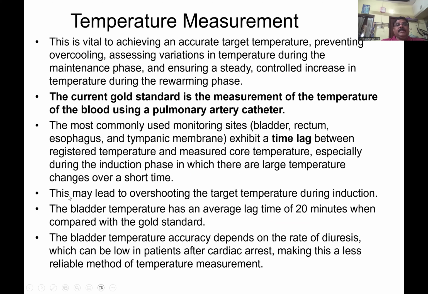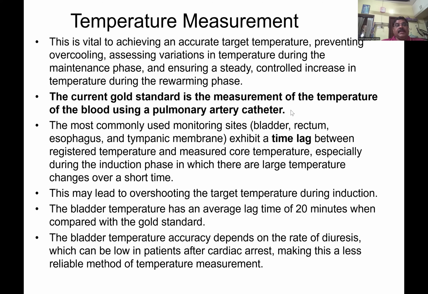Temperature measurement is vital for achieving accurate temperature measurement, preventing overcooling, assessing the variation in temperature during the maintenance phase, and ensuring a steady state and controlled increase in temperature during the rewarming phase. So it's very important to prevent overcooling and assess the variations, and at the same time the rewarming phase also. The current gold standard of measurement is the temperature of blood using the pulmonary catheter.